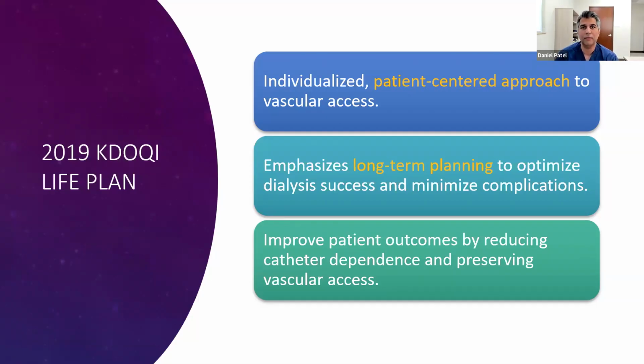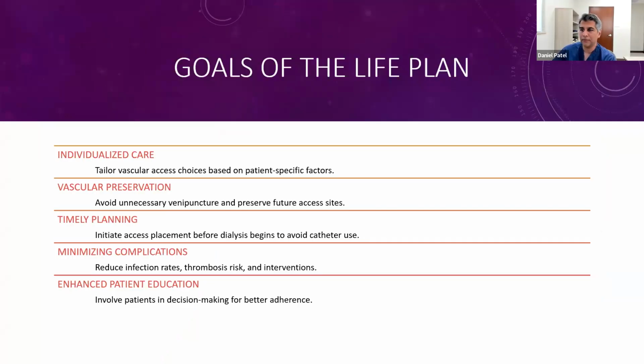And the key is kind of individualizing our care. And this is where the concept of the life plan came to, really a patient-centered approach, looking at long-term access planning to get better outcomes, because not one size fits all. For different patients, sometimes a graft is actually the best option, and recognizing that instead of having multiple failed fistulas to get to that graft, and the goal of trying to get that catheter out in a faster way.